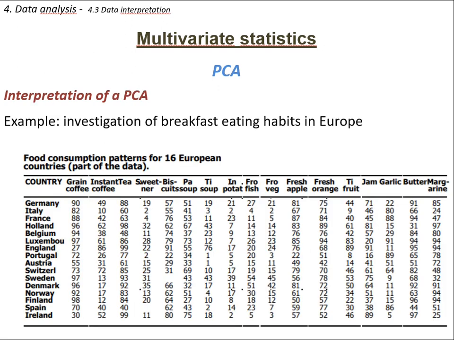To make it clear, I will show an example. Very simple. This is an investigation of the breakfast eating habits in Europe. You have different countries in the first column and different foods in the following columns. And then you have the frequency of consumption of these different foods in these different countries: Germany, Italy, France, etc.